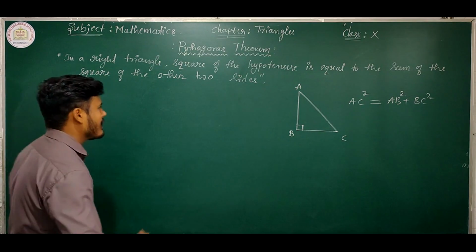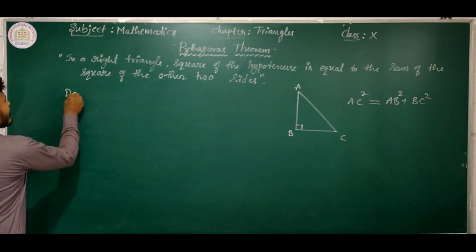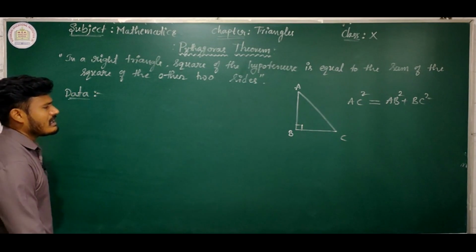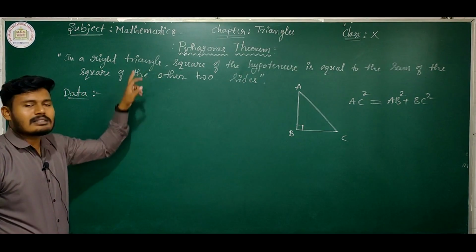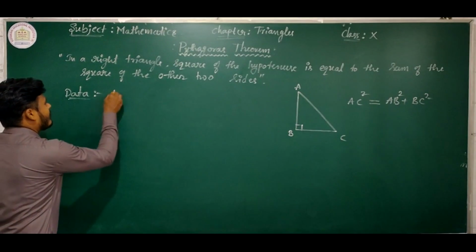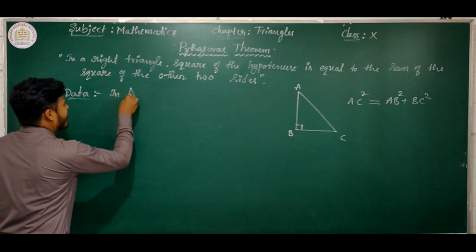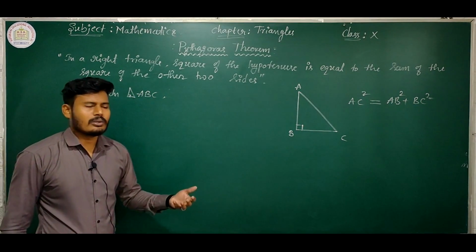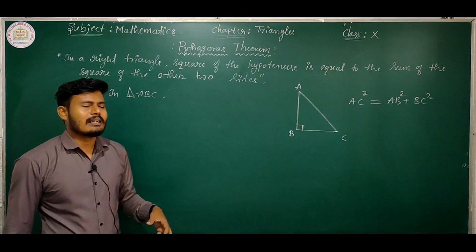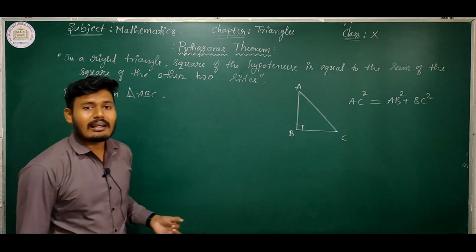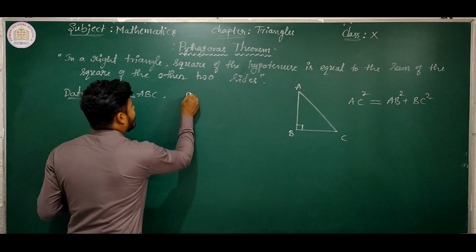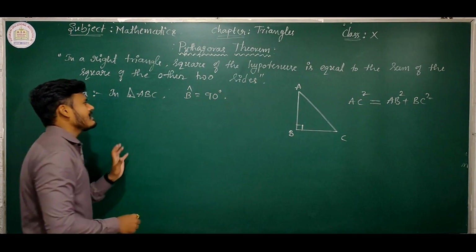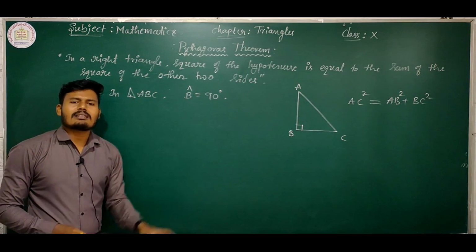So now we are moving on to the data section. Here the given data, the given information, is a right angled triangle. That's why you just write down: in right angle triangle ABC. Another piece of information is there, that is a right angle at angle B. That's why angle B is equal to 90 degrees. So this is the given information in this particular statement, right?